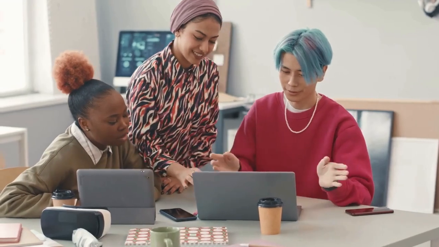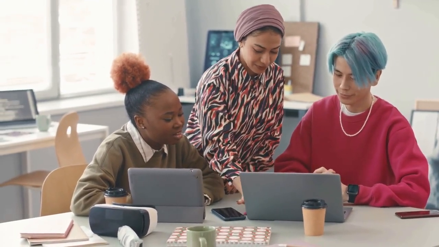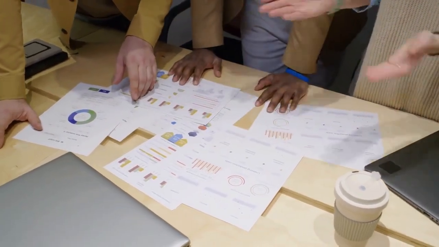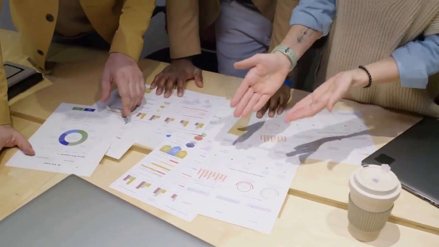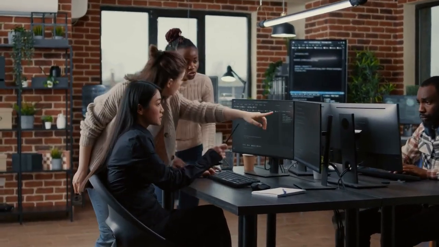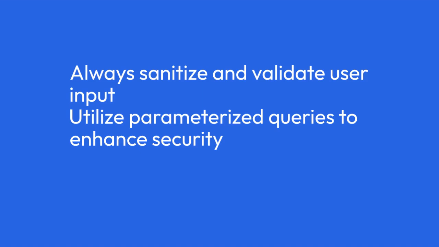In summary, the ValueError "field 'id' expected a number but got a string" is usually caused by providing a string when an integer is required. By carefully examining your data sources, performing necessary type conversions with proper error handling, and verifying database schema consistency, you can effectively resolve this common Python error. Remember to always sanitize and validate user input, and utilize parameterized queries to enhance security and avoid unexpected errors.